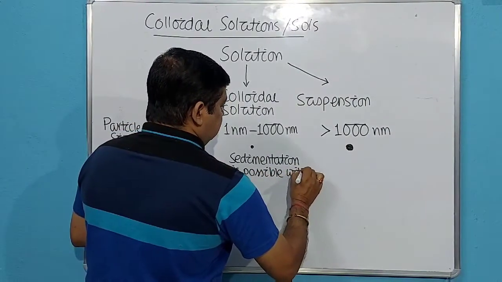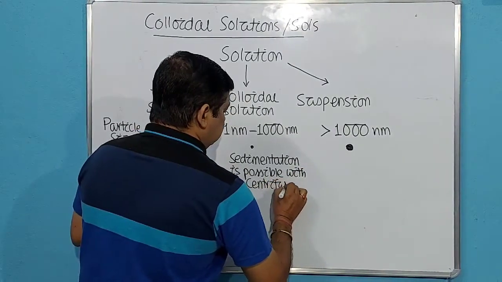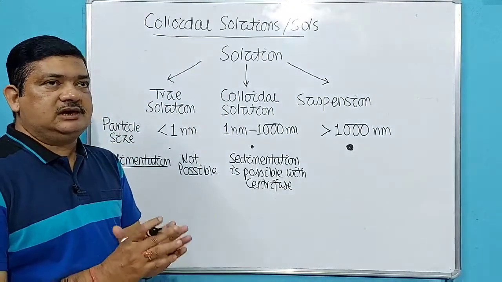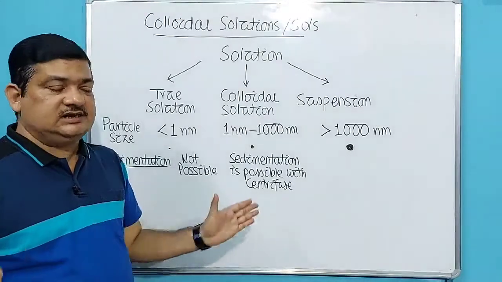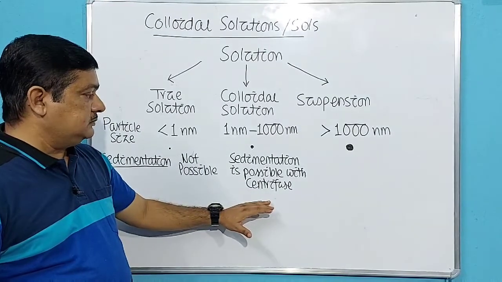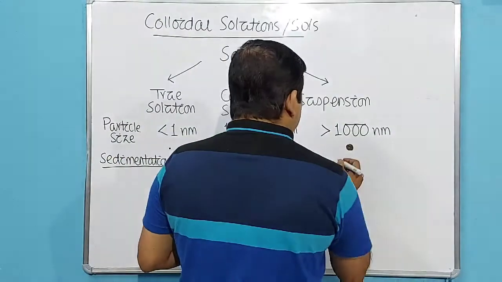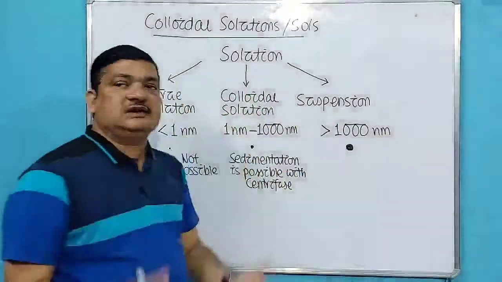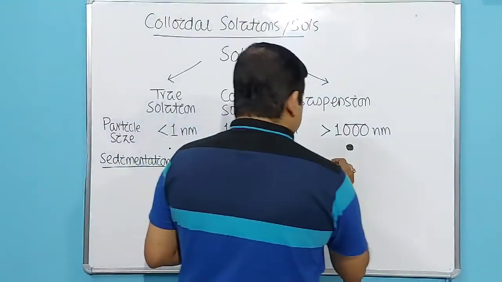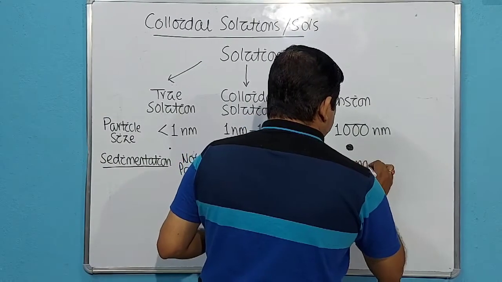Sedimentation is possible with a centrifuge, you know, rotating at a very high speed so that the heavier matter separates out and gets settled. So sedimentation is possible in the case of a colloidal solution when it is subjected to a centrifuge. Then suspension automatically settles down because the particle size is so large. So sedimentation happens automatically.